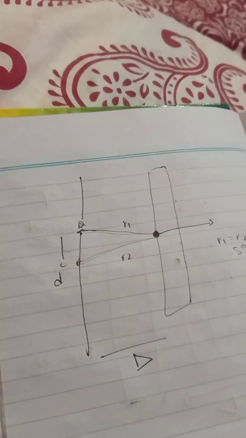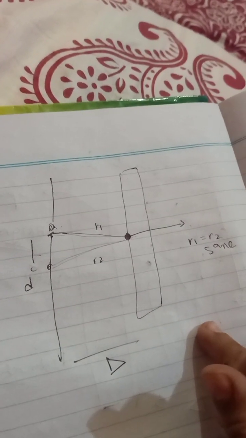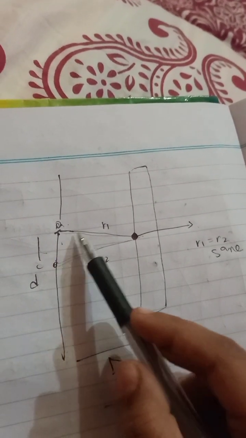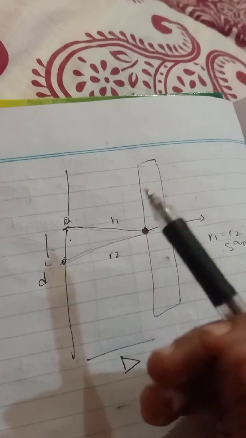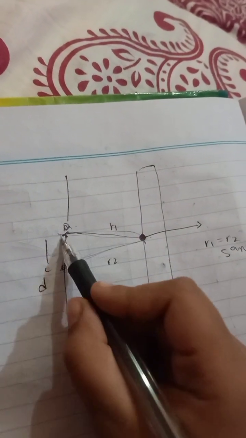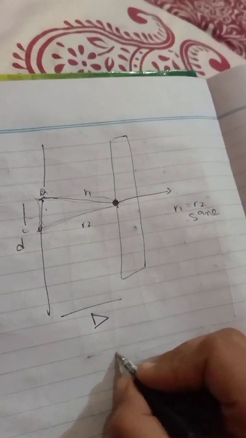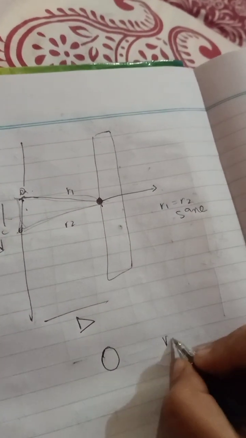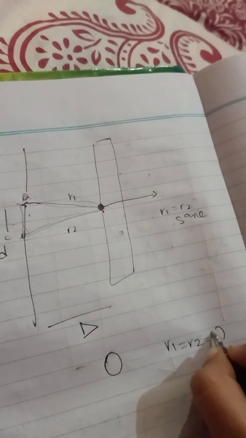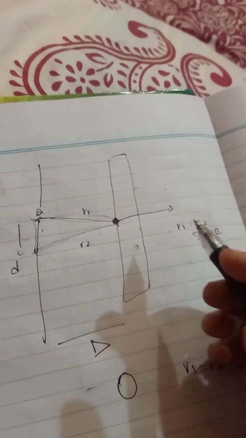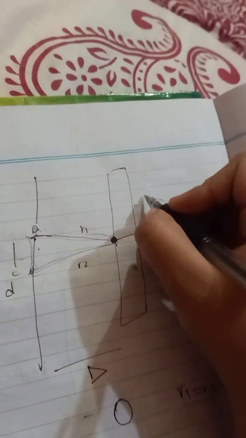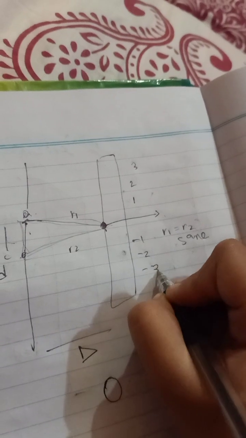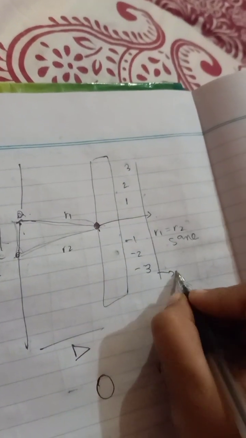This is the ray nature of light I am talking about. If we talk about the path difference, which is the extra distance, here the triangle is perfect, which means the extra distance is 0 at the center. So I can say that the path difference for R1 and R2 is 0. Here you can see the readings like 1, 2, 3, minus 1, minus 2, minus 3. That will show the reading of the bright fringe.